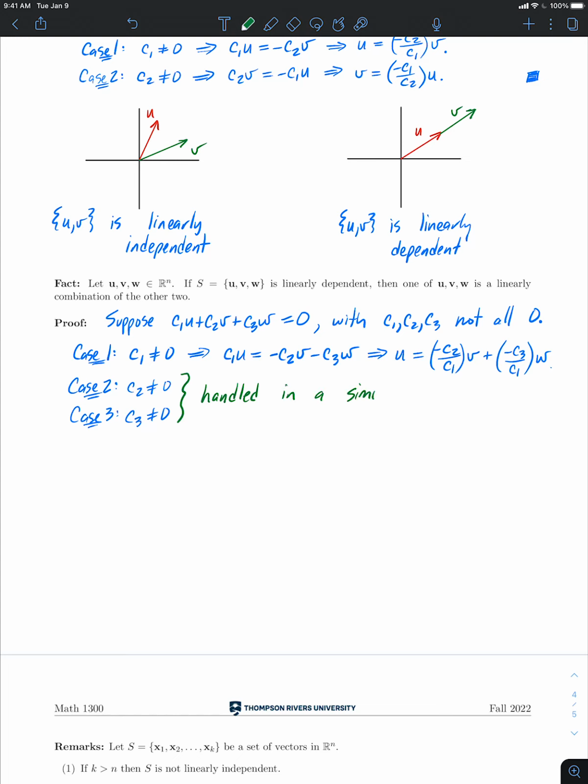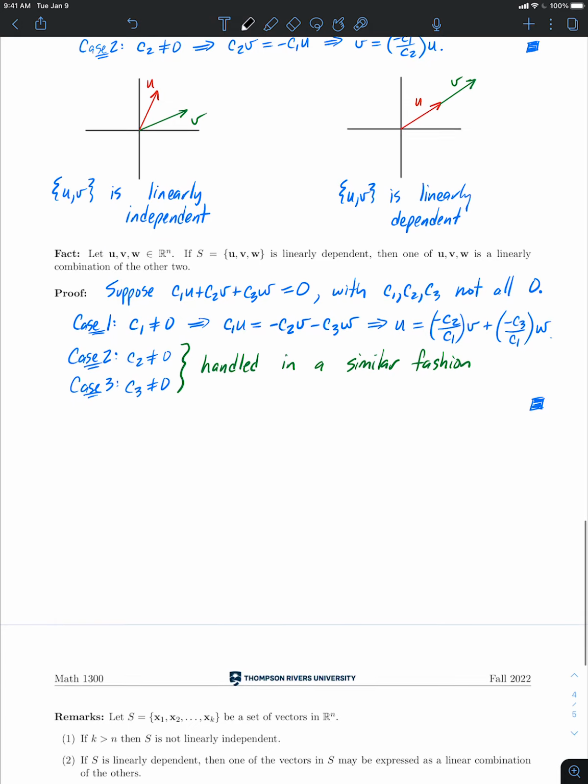And I'll leave it to you to fill in the details, and you can complete the argument and make it a bit more rigorous. But it's not any different than the argument we did in case 1. So I'm going to just say in a similar fashion and put a box here to indicate that the argument is done.